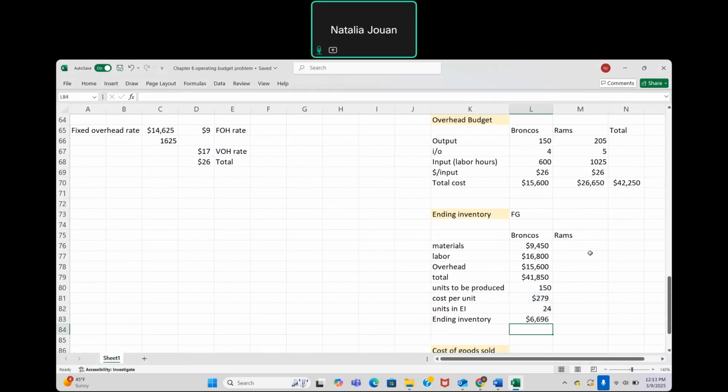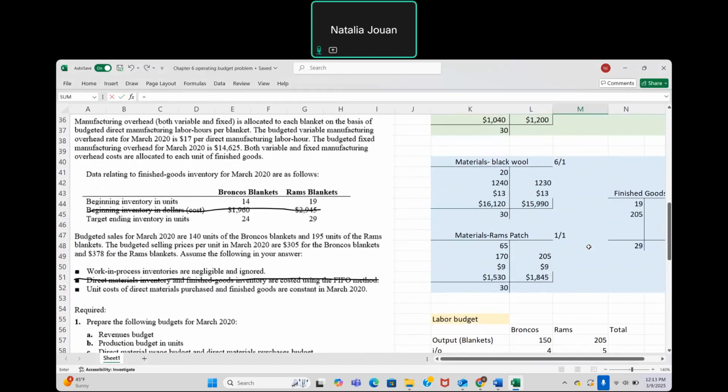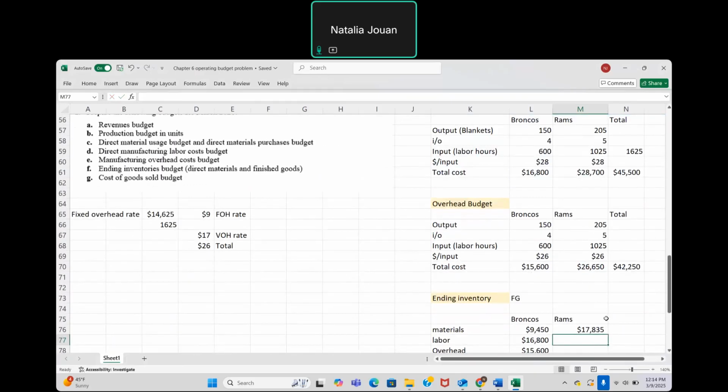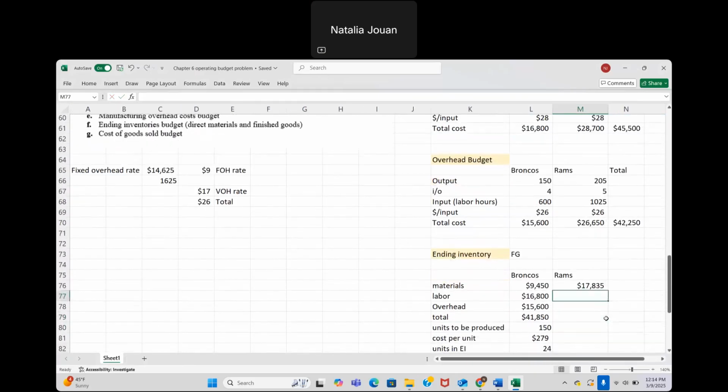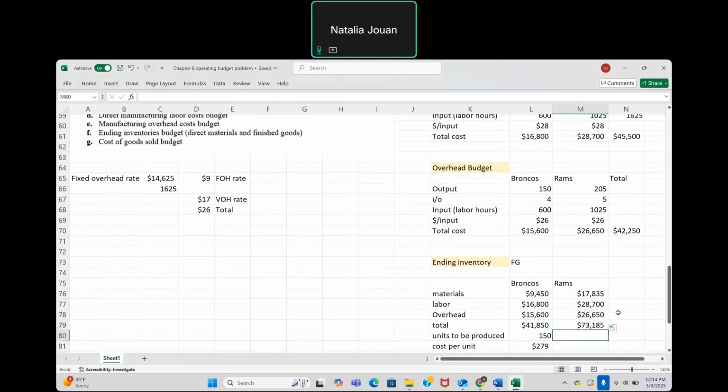Now we can do the same for Rams. Let's add the material cost for Rams right here in Rams. Okay. So notice how I'm using the usage amount, not the purchases. Okay, very important. This is cost of production, not purchases. Okay. Then the labor, we're going to copy here. And then the overhead budget. And that is going to give us the total manufacturing cost. I'm just going to copy the formula. Wow, it's a lot more expensive, right? We're making more units too.